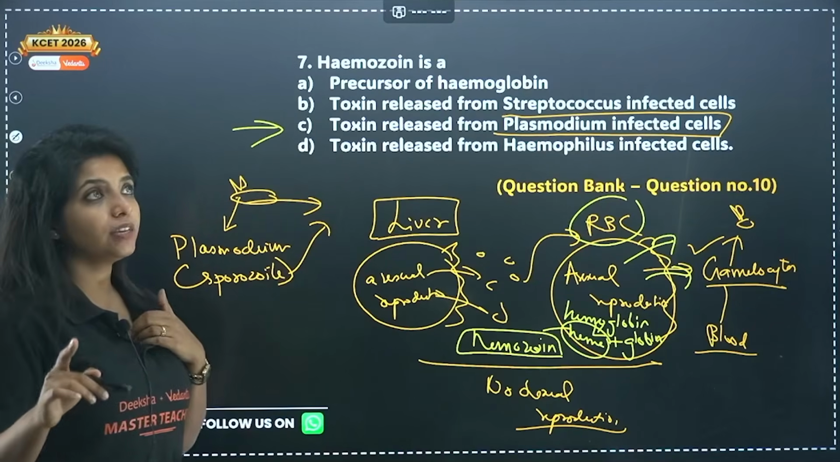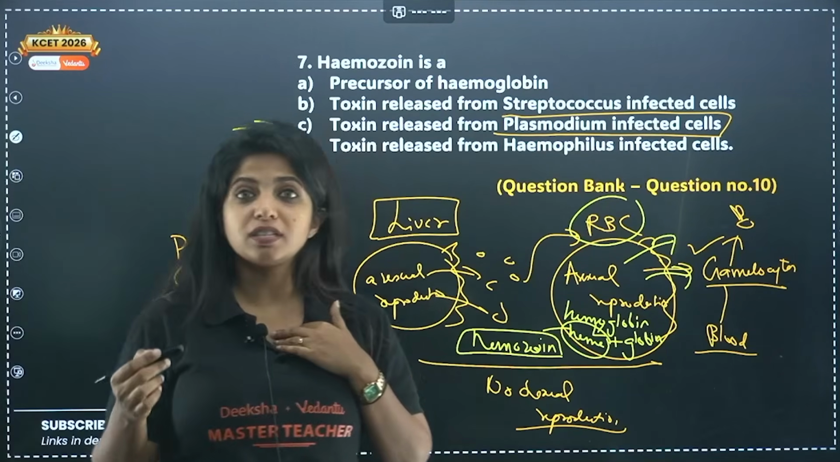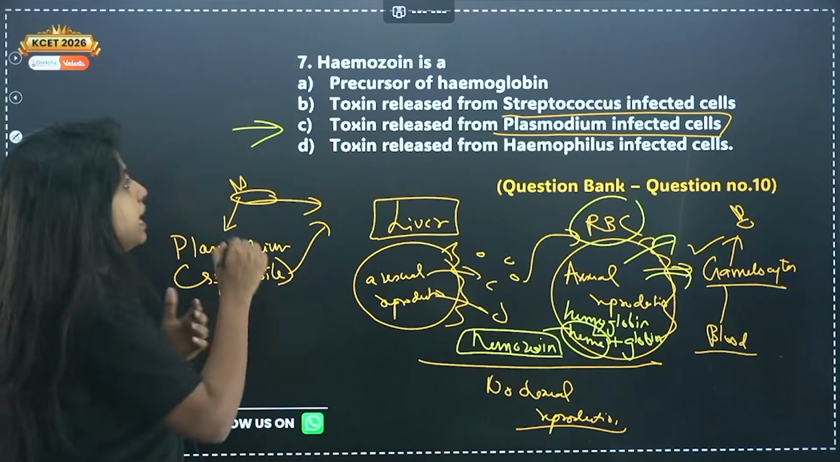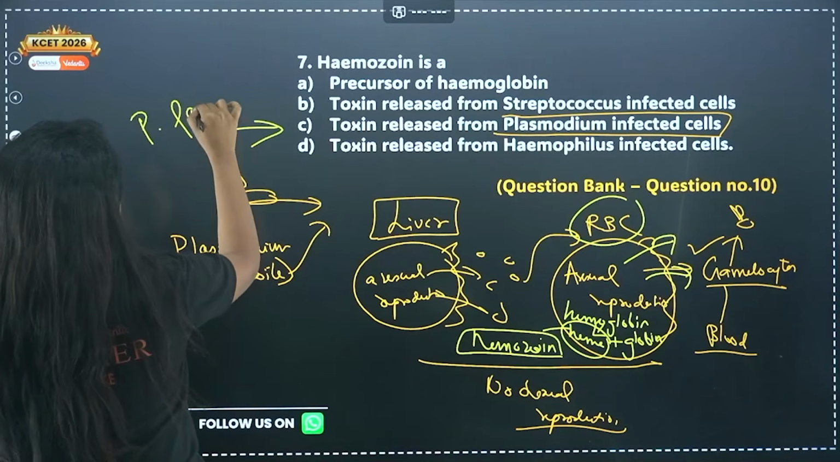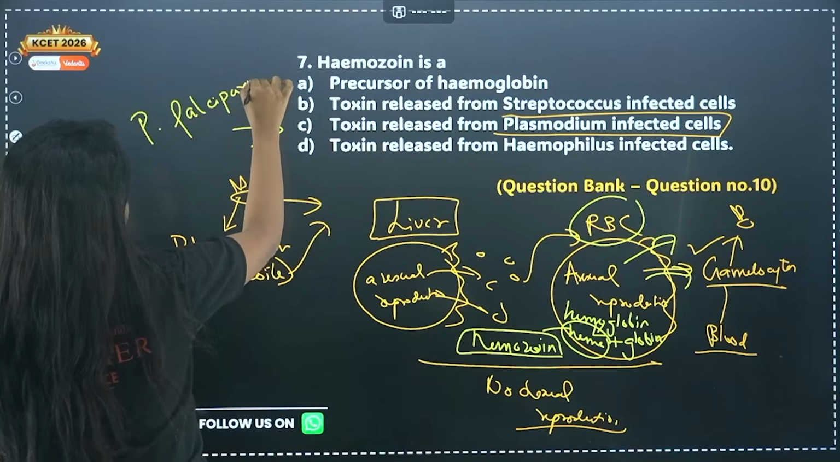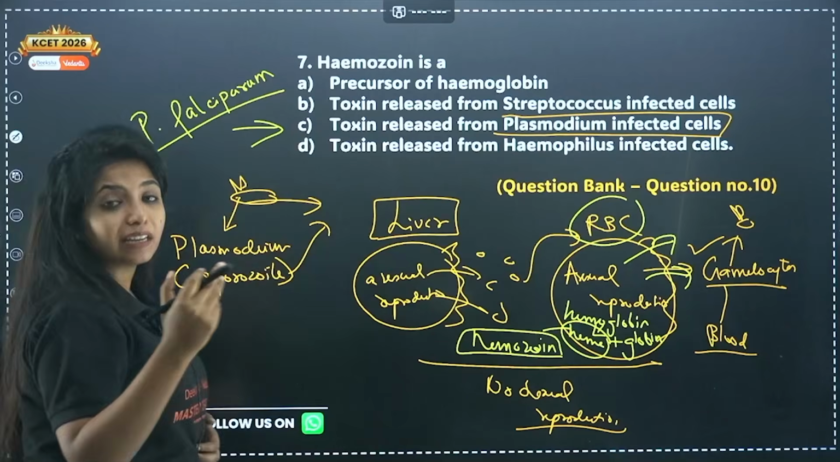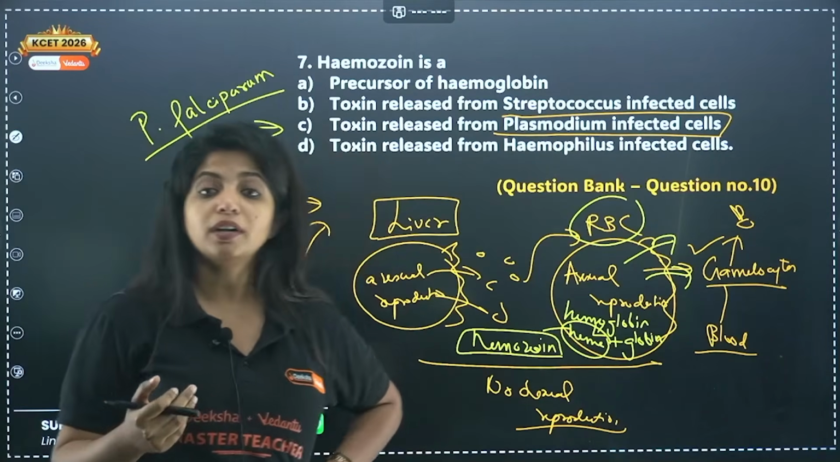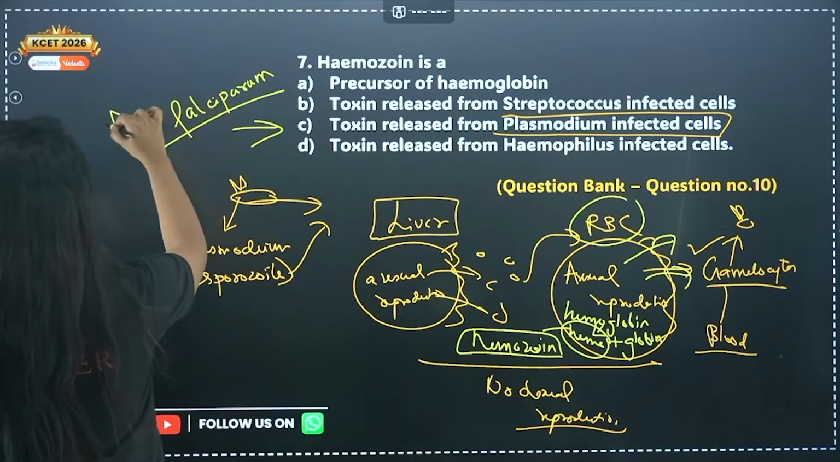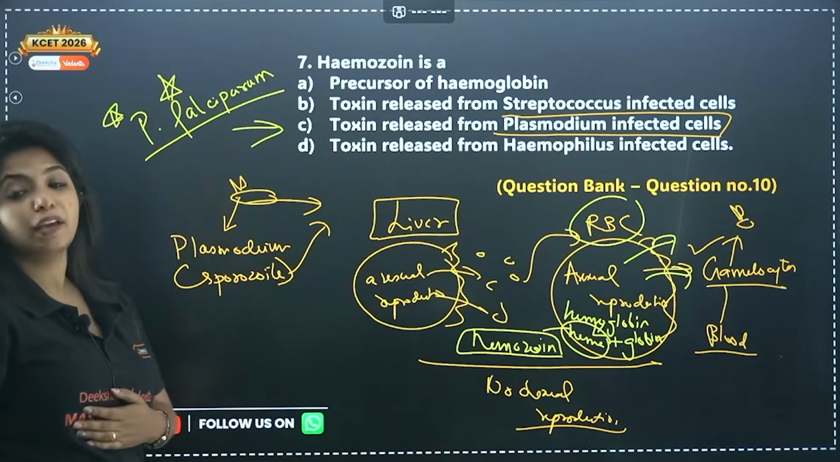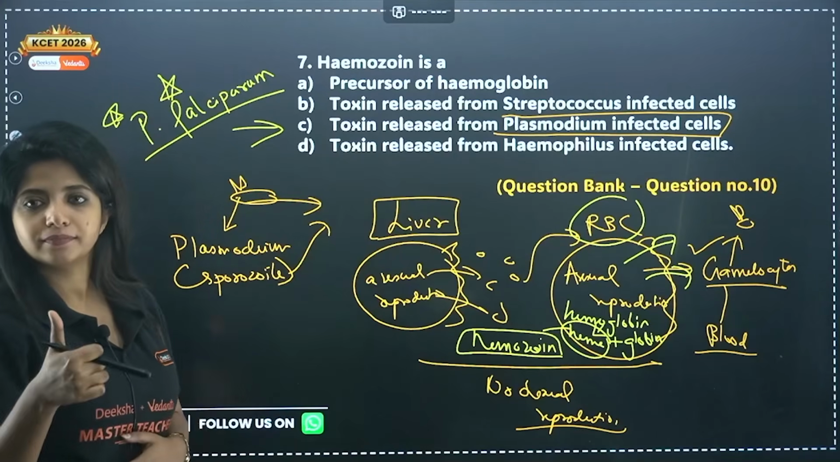And one more very important thing: which Plasmodium type causes the malignant form of malaria? It is P. falciparum. So we have P. vivax, P. malariae, P. falciparum, which cause malaria. In that, the most malignant form of malaria is caused by P. falciparum. I hope that's clear.